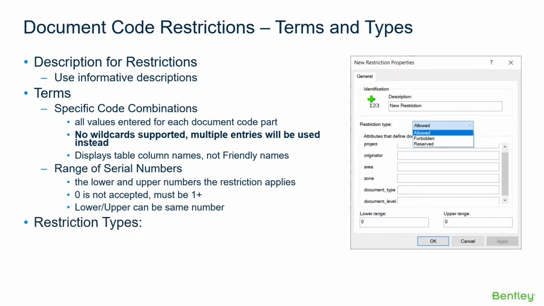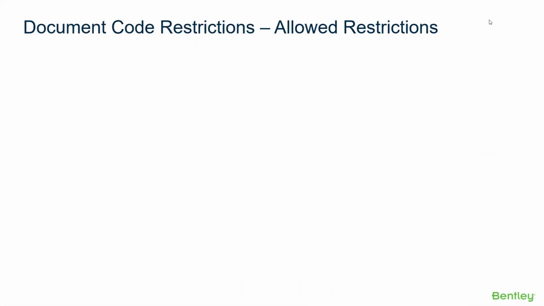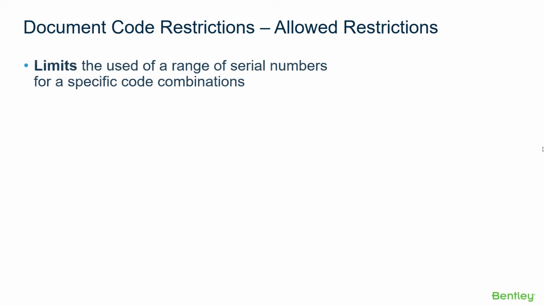Now the restriction types, and you would choose allowed, forbidden, or reserved. One thing to note is once a restriction has been created, it cannot be edited afterwards. The only option to edit is the description. To edit a pre-existing or newly created restriction, it must be recreated from scratch and the old one deleted. Now let's look at the allowed restrictions. An allowed restriction limits the use of a range of serial numbers for a specific code combination.